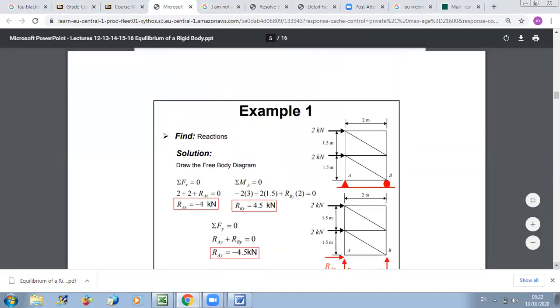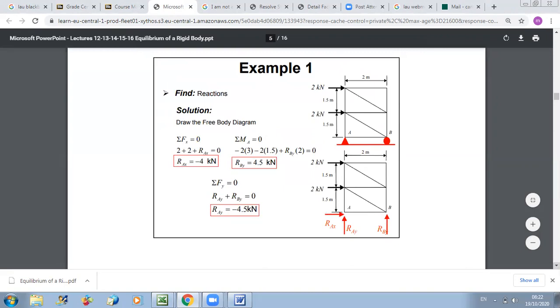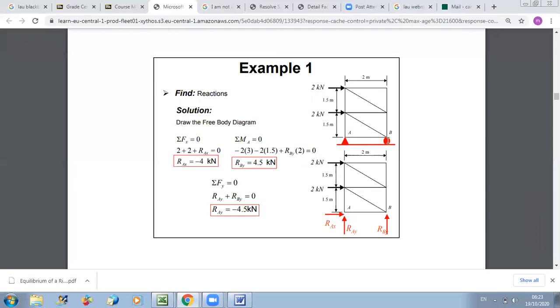Let us do an example to see in general how we select the corresponding equations to use. Let us start with the following example. As you can see in this figure, you have a pin here and a roller here. So directly you can say that at A I have RAX, RAY, and at B I have RBY. I want to find the developed reactions. So how many unknowns do I have here? I have 3 unknowns: RAX, RAY, and RBY.